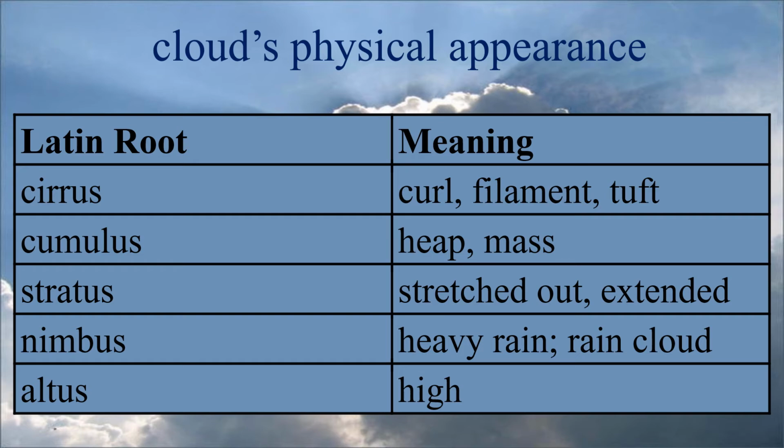So let's summarize the clouds' physical appearance. We have here the Latin root and the meaning. When we say cirrus, it's curl or filament. When we say cumulus, it means heap or mass. When we say stratus, it means stretched out or extended. Nimbus means heavy rain or rain cloud. Altus means high. There are different types of clouds that we can still learn, but not today. Okay, you will learn more of that when you go to junior high.